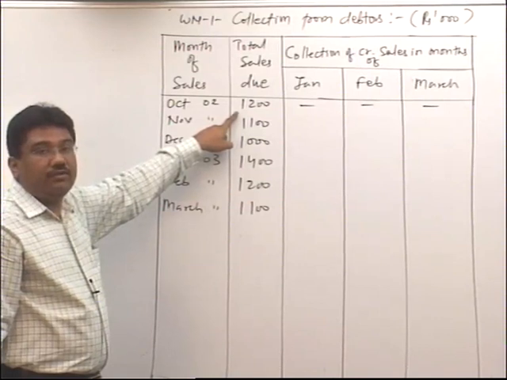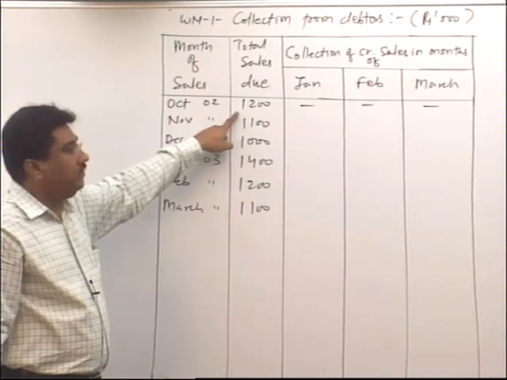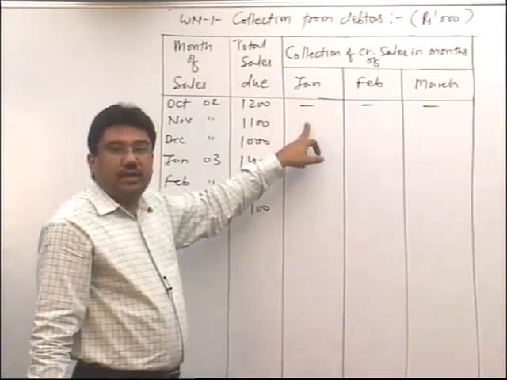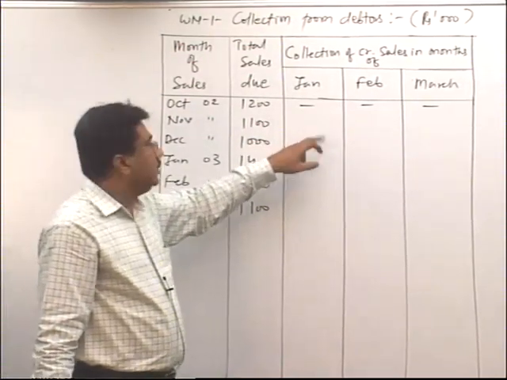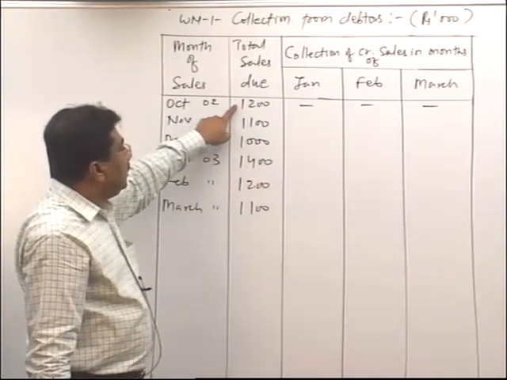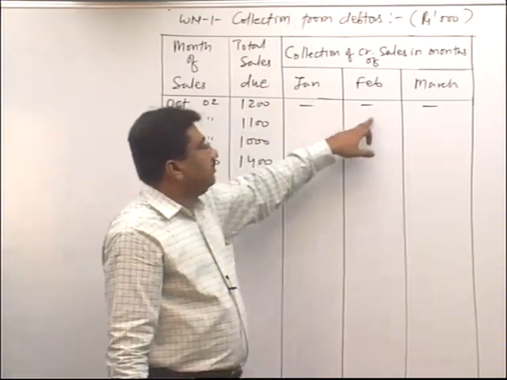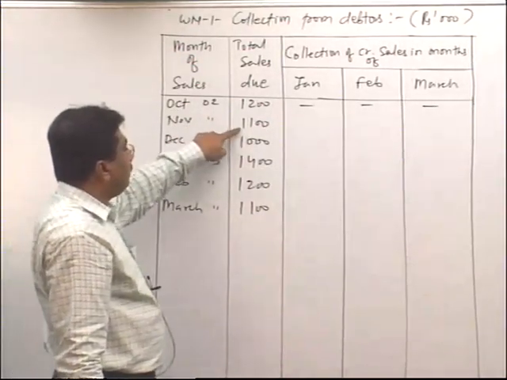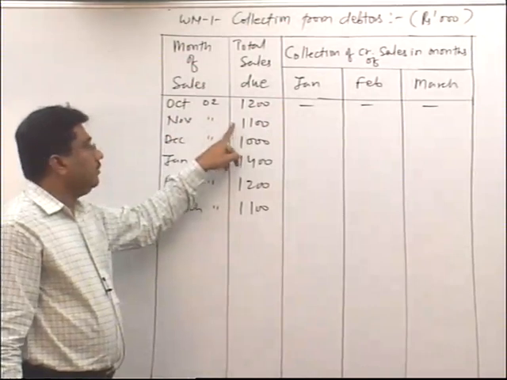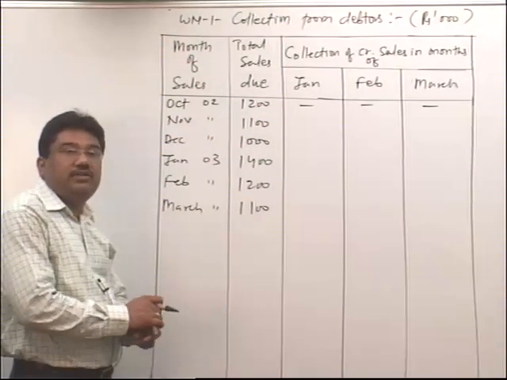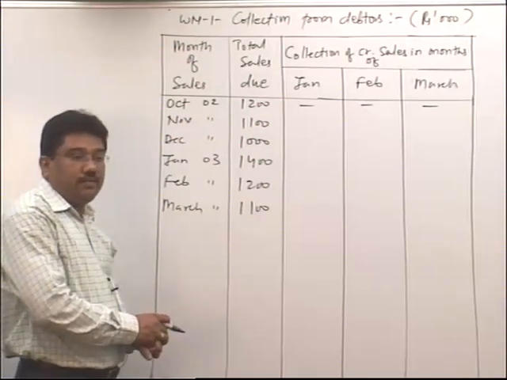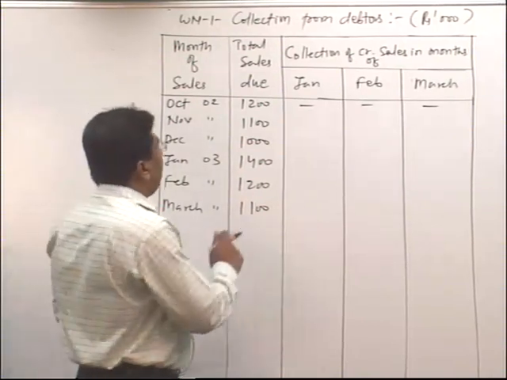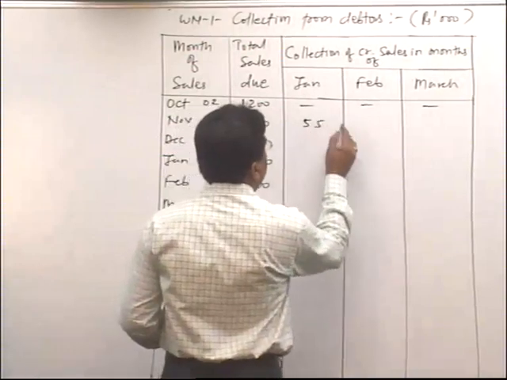Now we are not concerned with the collection of October, November and December. That's why we have not made columns for those. We are concerned with collection of January, February and March. So from this sale, nothing will be collected in January, February and March. Now take the case of the credit sale of November. 60% of this 1100 will be collected in November itself, 30% in December. For November and December collection we are not concerned. 5%, that is 55, will be collected in January.